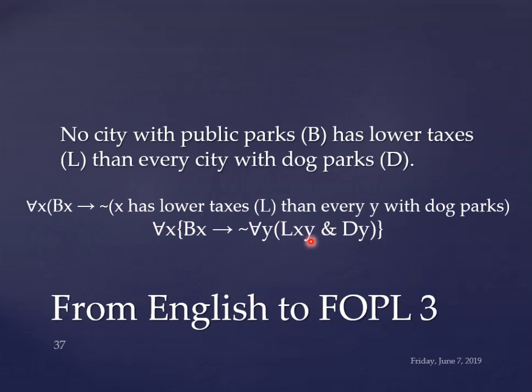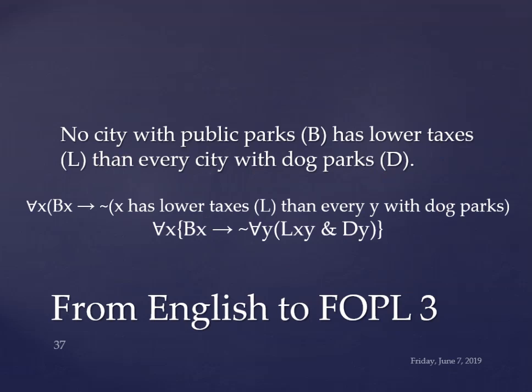city with dog parks. Now, what this is basically saying is that for all the x's, if x has public parks, it is not the case that the public park cities have lower taxes than those that have dog parks. All right, so no city with public parks has lower taxes than every city with dog parks. That's a way of expressing that logic.